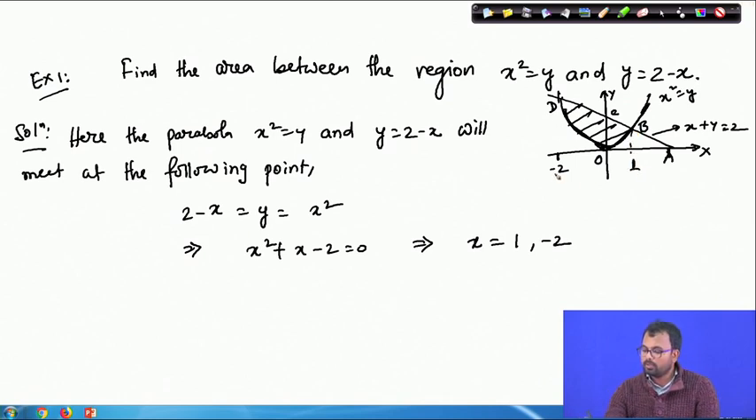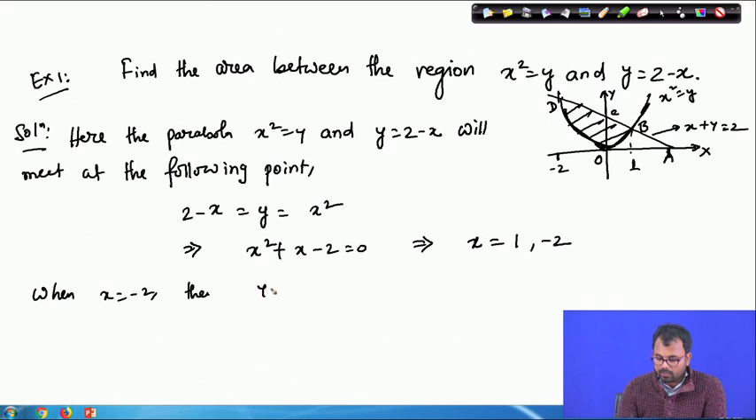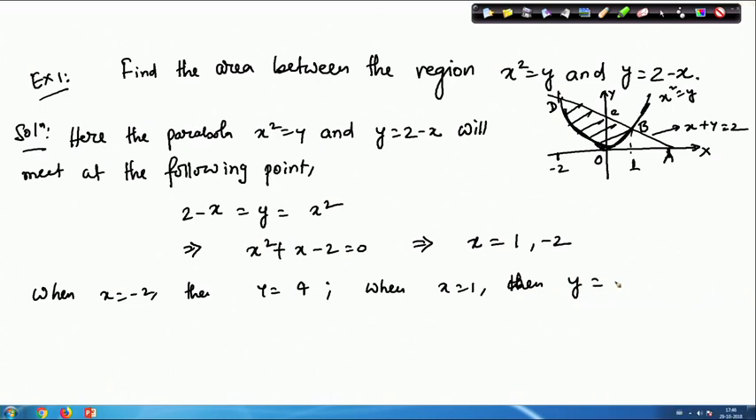So they are meeting at the points whose x coordinates are minus 2 and 1, and when x is minus 2, then y is 4, and when x is 1, then y is 1. So that means they are intersecting at the point (1, 1). So they meet at (1, 1), all right, and (minus 2, 4). So these are the two points they are meeting.